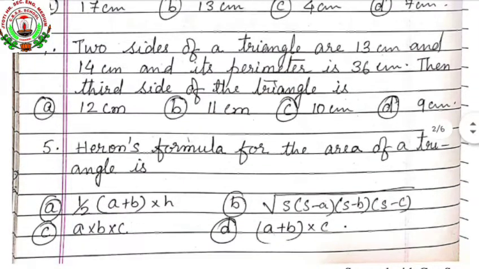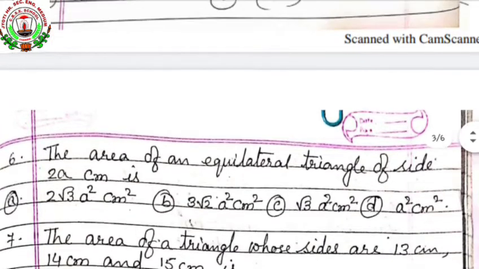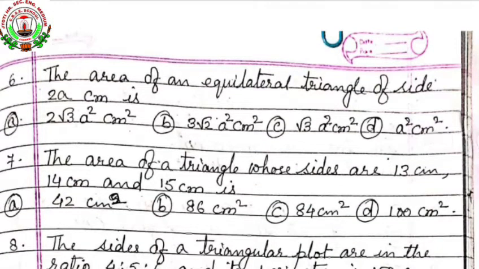Then fifth question, Heron's formula for the area of a triangle is, 4 options are given. Heron's formula you know, so select the correct one. Then sixth question is, the area of an equilateral triangle of side 2a cm is. Area of an equilateral triangle you will know, that is root 3 upon 4 a square. Now the side is given as 2a. Now put the value and get the answer for this. Out of the 4 options, one is the right one, select it.